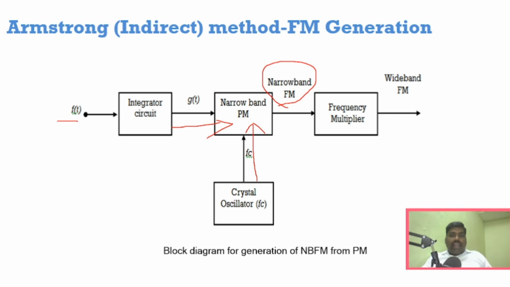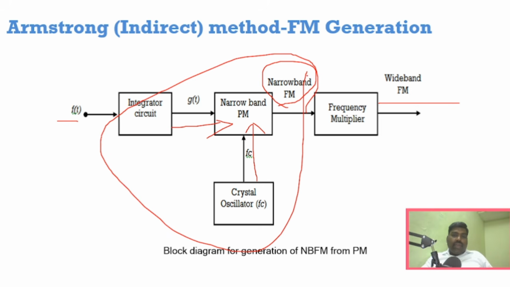And this narrowband FM is sent to the frequency multiplier, right? And for the frequency multiplier, we can use different frequency multipliers depending upon the desired level. The output of this frequency multiplier is wideband FM. This is called the indirect method. This is part 1, generation of narrowband FM. This is part 2, generation of wideband FM, right? And we call this the Armstrong method.